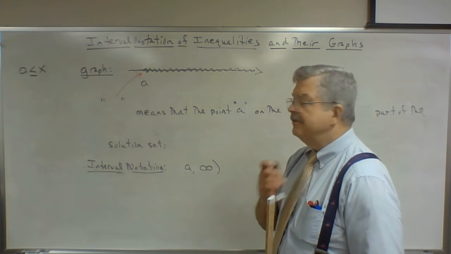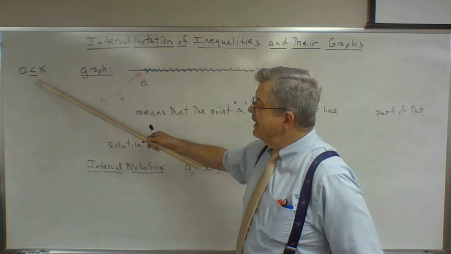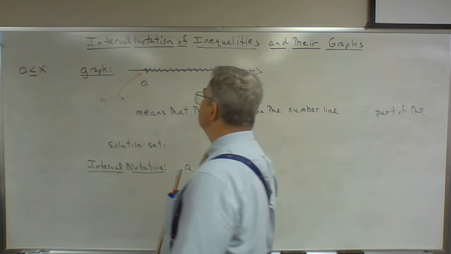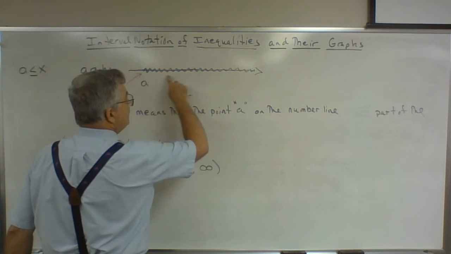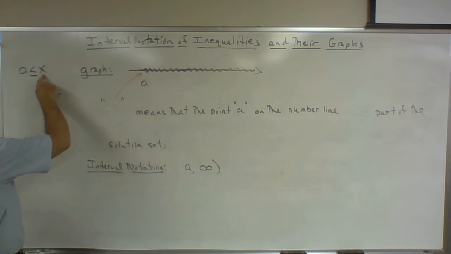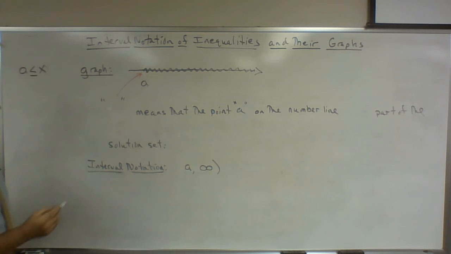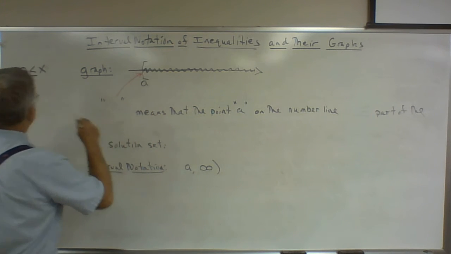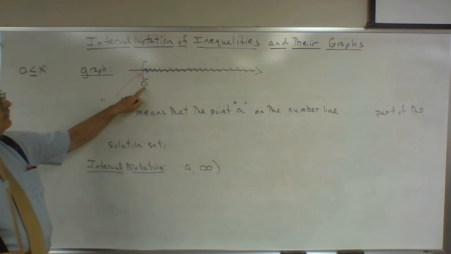Here's how we represent this on the number line. Since the variable X is greater than or equal to A, X can assume the value of any point on the number line that's to the right of A. If X is any of these values on the number line to the right of A, then X is a solution of this inequality, X is greater than or equal to A. And to show that A is a solution, see, x is greater than or equal to A. So A could be a solution.